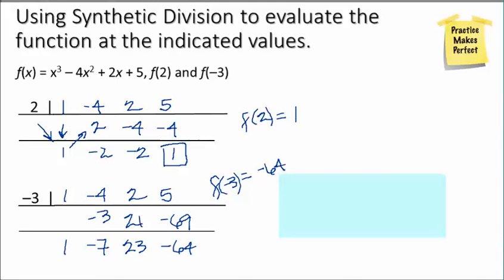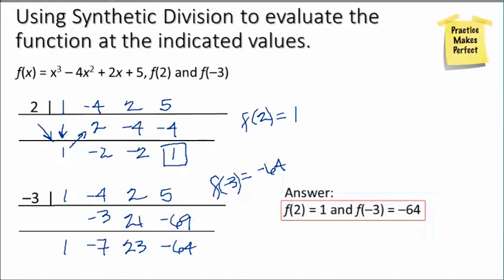64. And I will tell you that to check myself, I went and I entered this polynomial into y1 in my calculator and then pushed second graph, and I looked at the tables and I said, really, when x is 2, y is going to be 1. When x is negative 3, y is going to be negative 64. So I even checked myself to make sure I did that right. And of course, this is just showing the final answer.